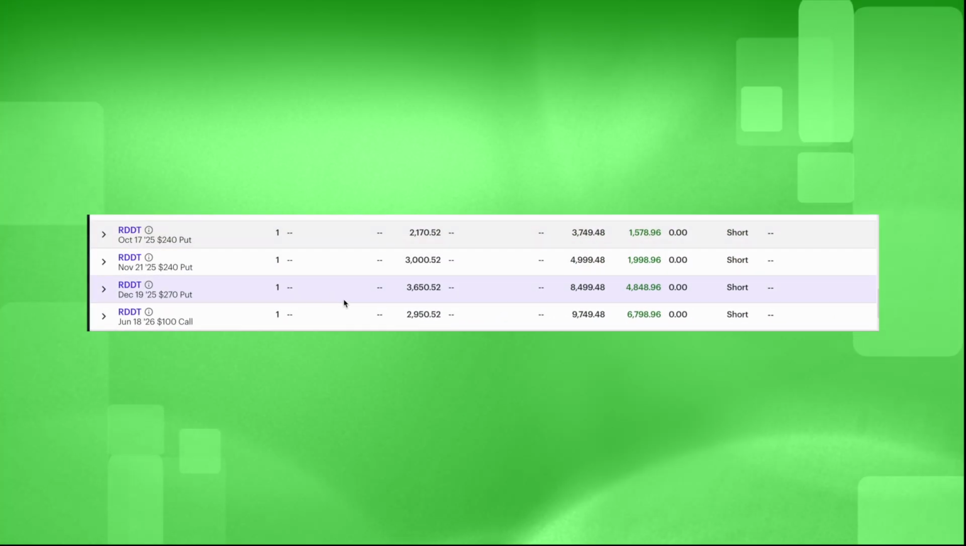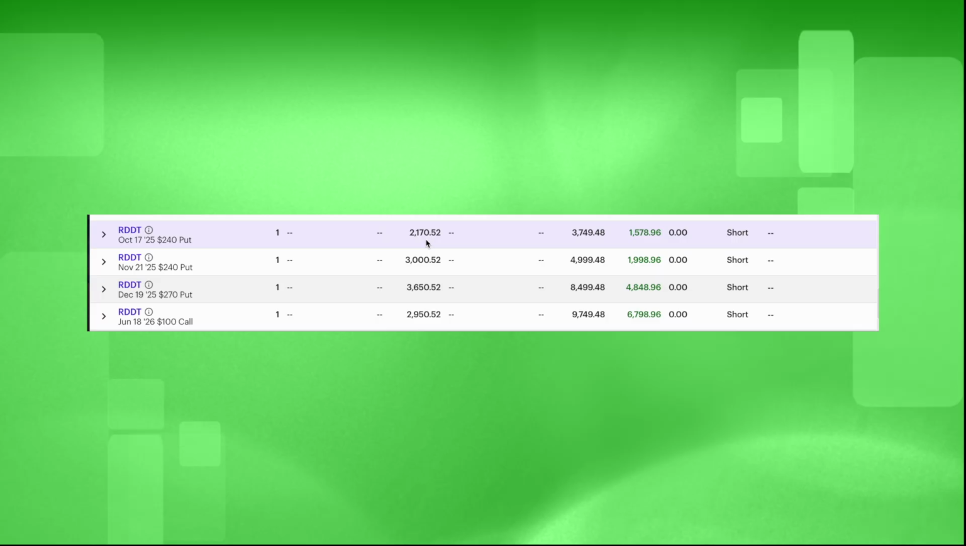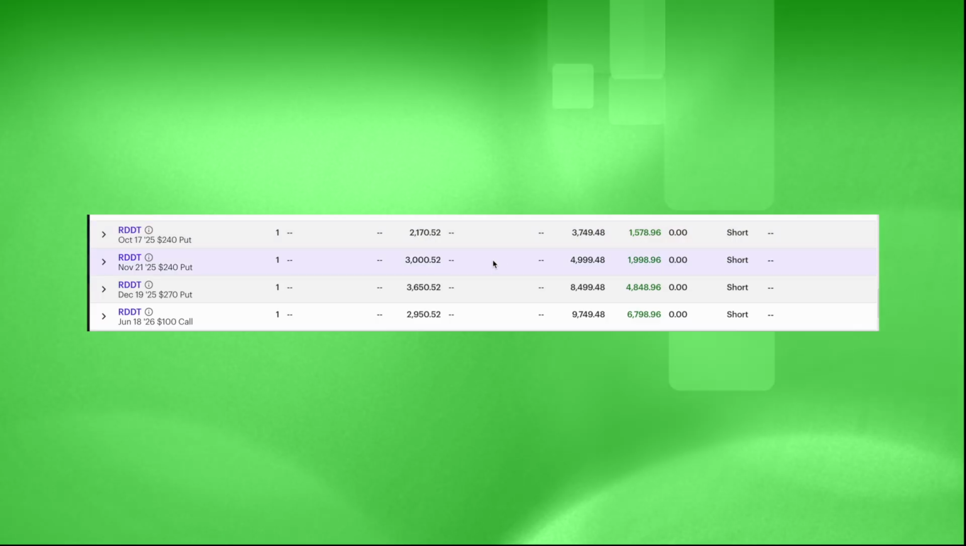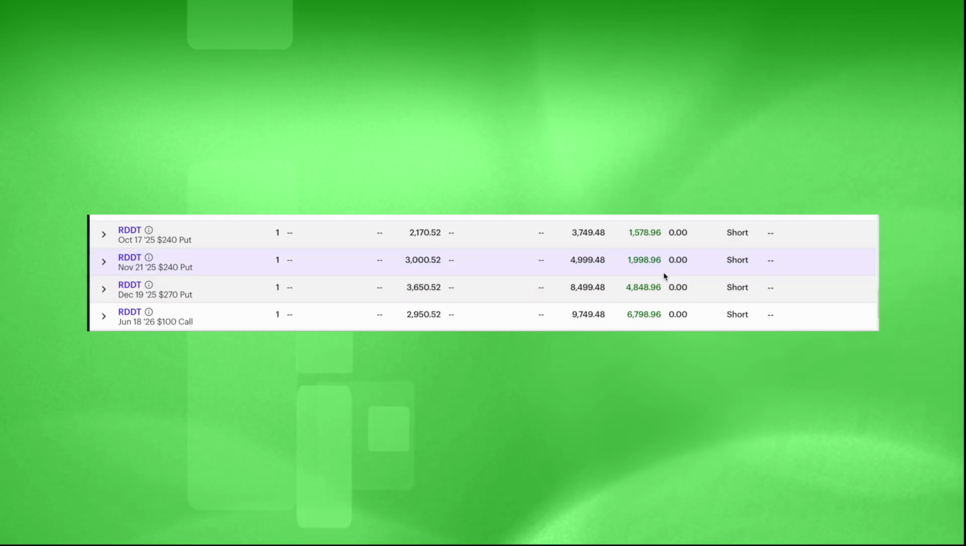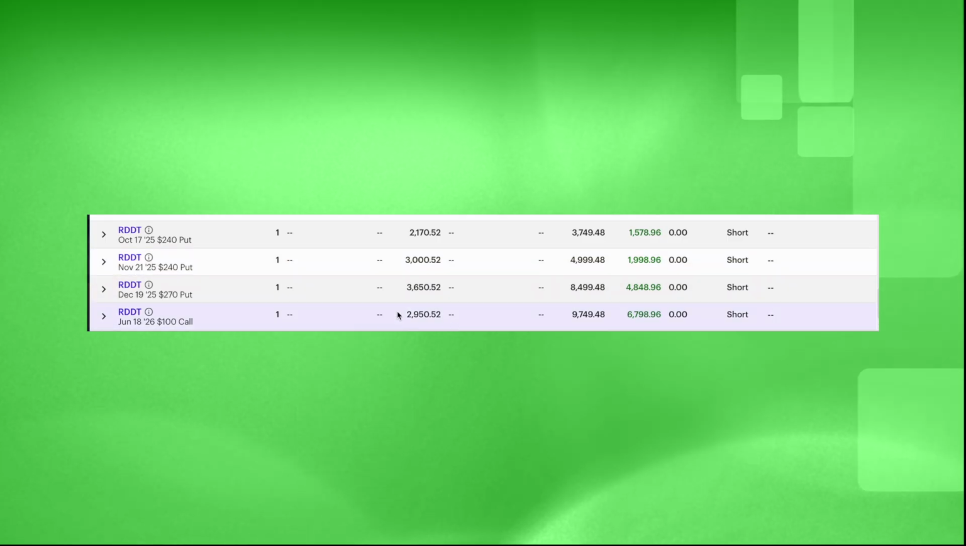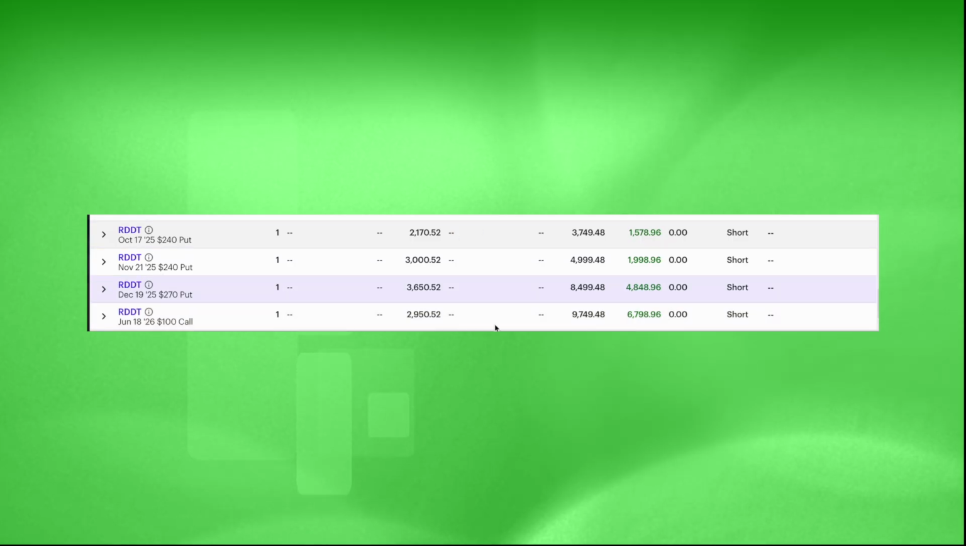Okay, so let's look at my 4 Reddit trades that just happened over the last 3 months. The first one made 75% profit. I invested $2,170 and I made $1,578. The second one, I invested $3,000 and I made 65% profit, which is about $2,000. The third one, I invested $3,600 and I made 135% profit. Easy double. Then on the fourth one, look at this. I invested $2,950 and I made 225% profit. All of this within 3 months.